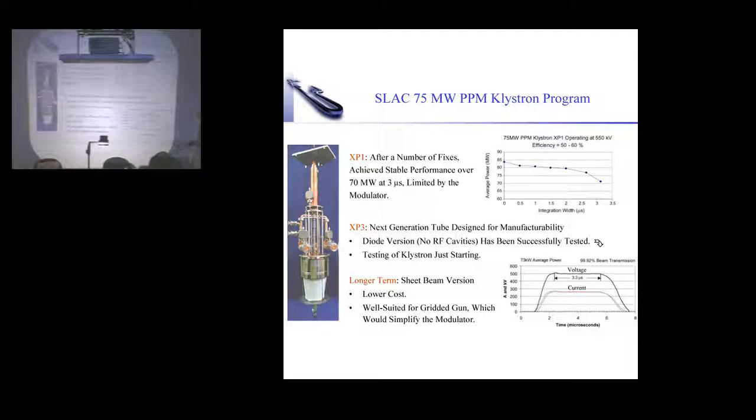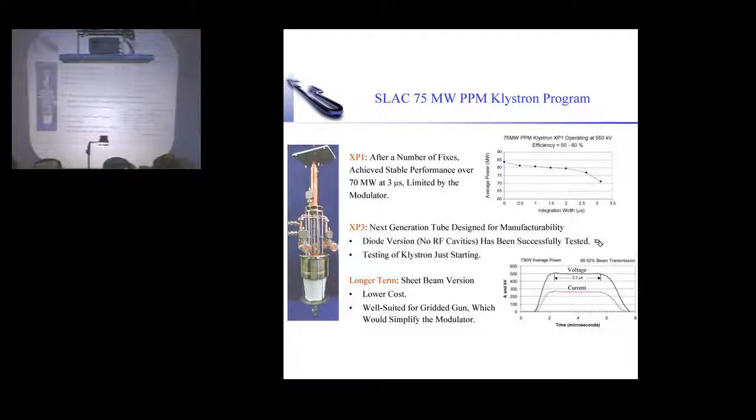The first one, after some fixes, we got to basically the performance specs that we were desiring. And right now we're just about to test this next version here. A diode version of this without any RF cavities has been run, and it's produced 3 microsecond pulses at 500 kilovolts. And like I say, we're just starting the RF testing of this. We'll build more next year. One of them is going to be with industry, and we'll build a number of them for the system test I'll talk about a little later.